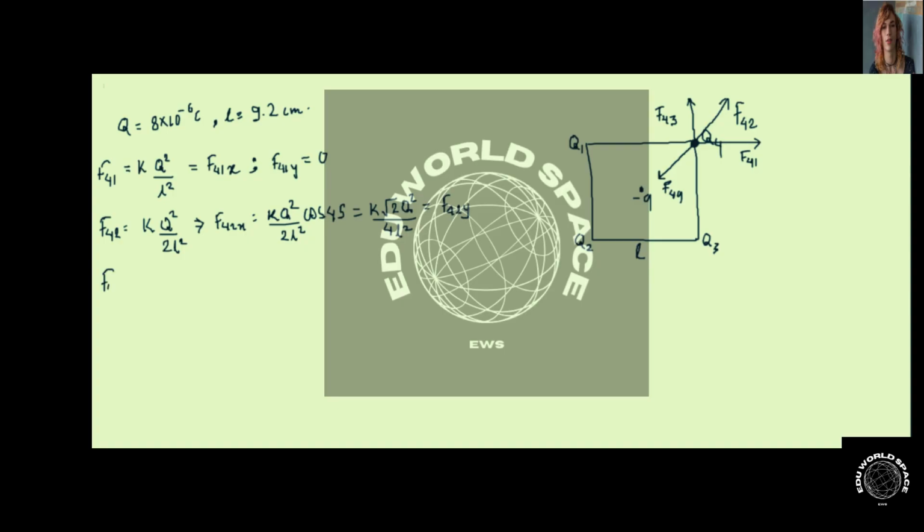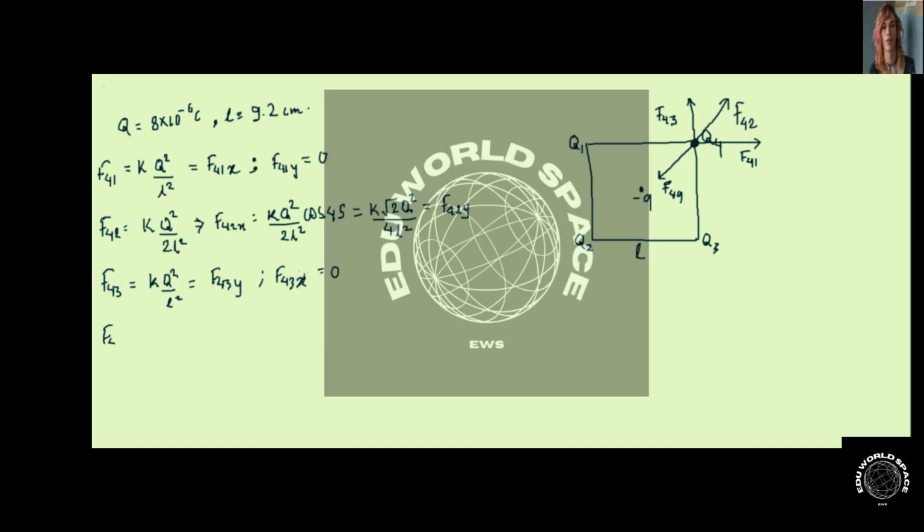Similarly, F4 due to the third charge is equal to KQ squared by L squared, and this is all along the y-axis, right? So F43y, and there is no force along the x-axis, so F43x equals 0. Okay, this is equal to 0, right?